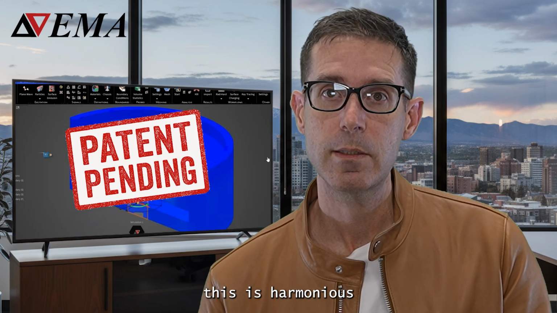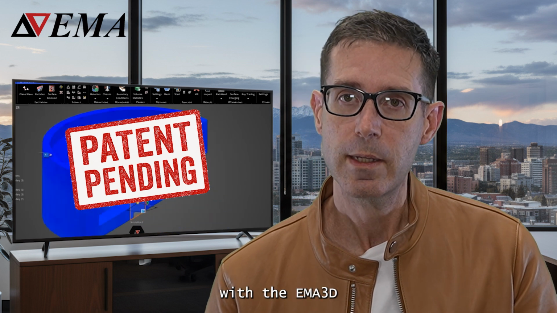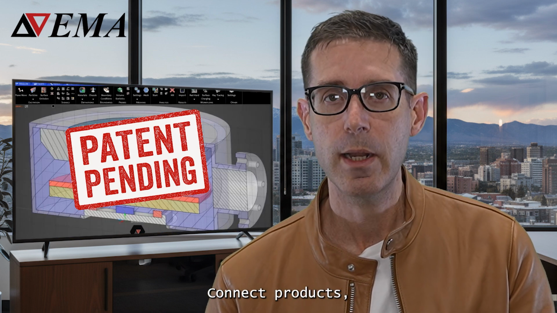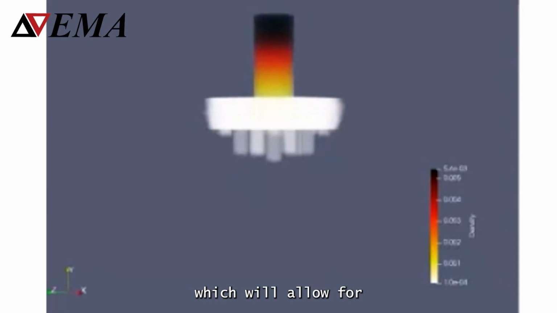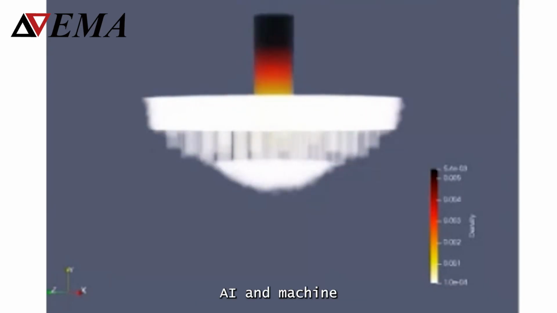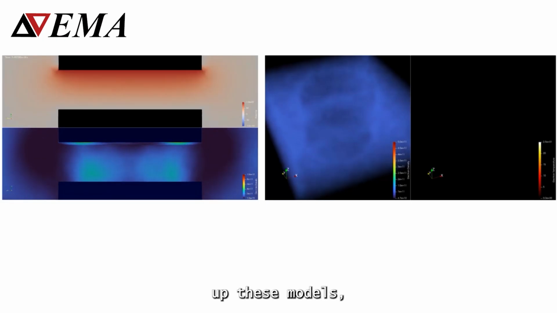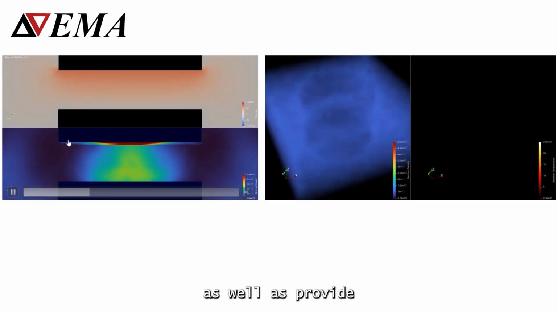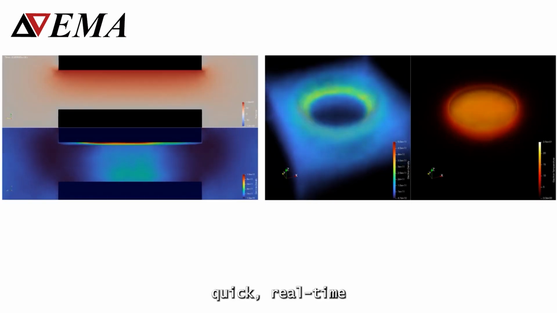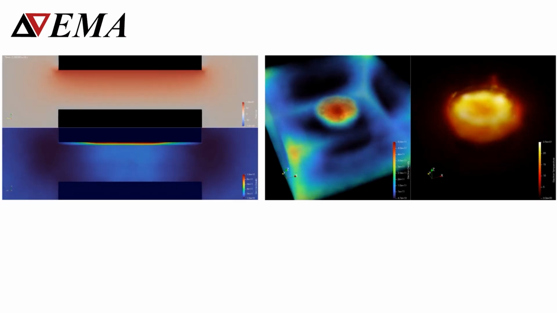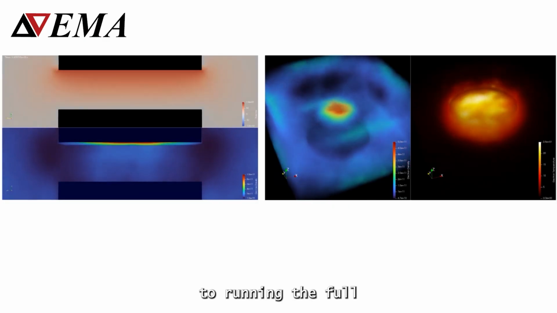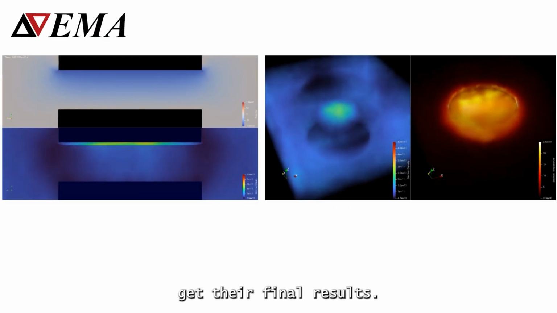In the future, this is harmonious with the EMA 3D Connect products, which will allow for AI and machine learning to help automate some of the processes for setting up these models, as well as provide quick, real-time feedback to engineers on their path to running the full wave simulation to get their final results.